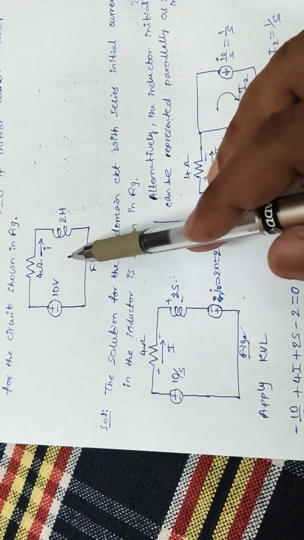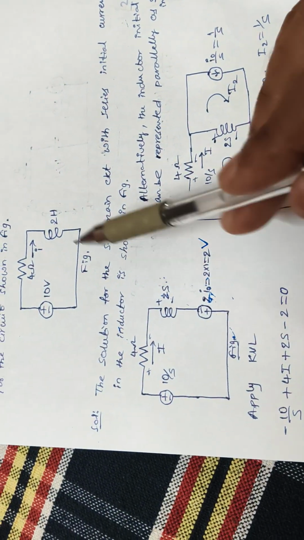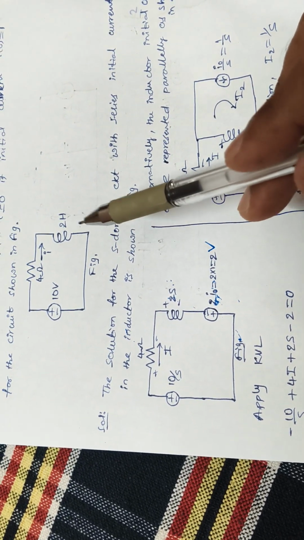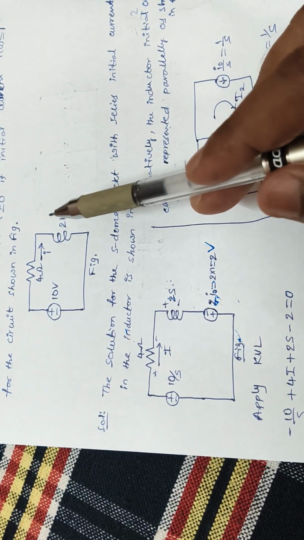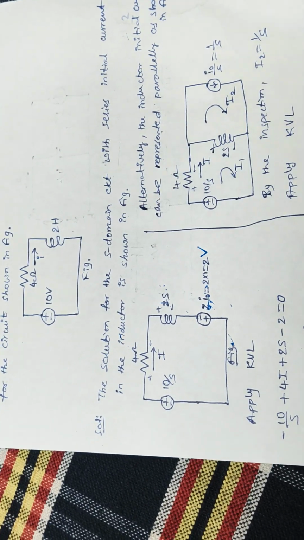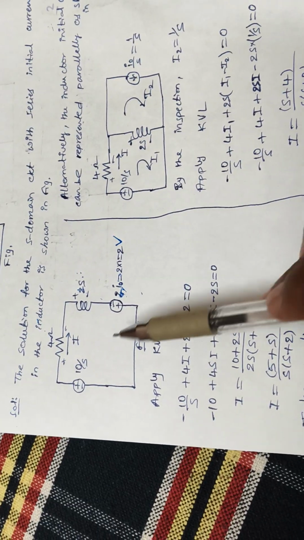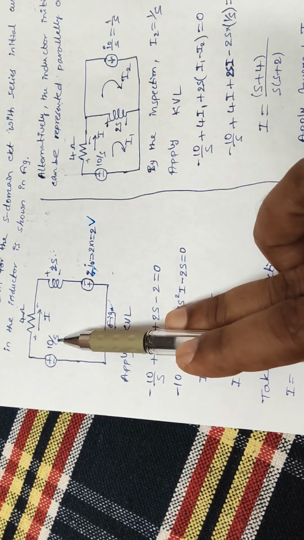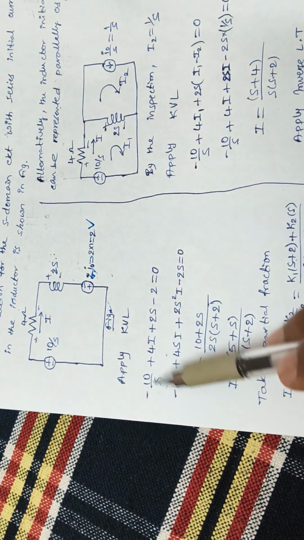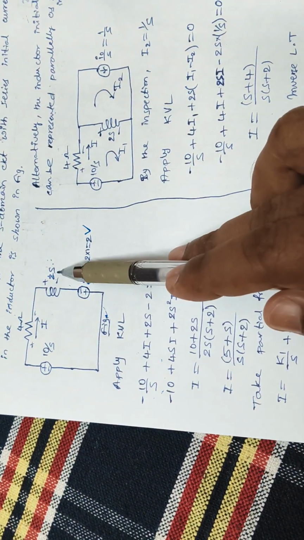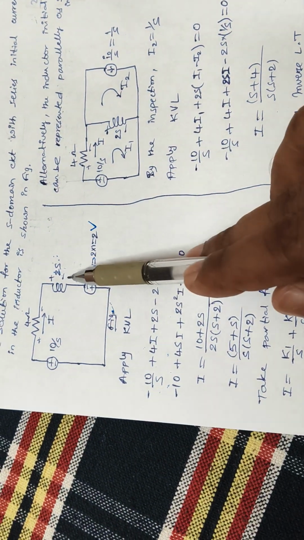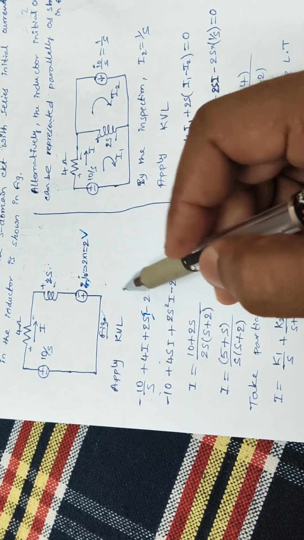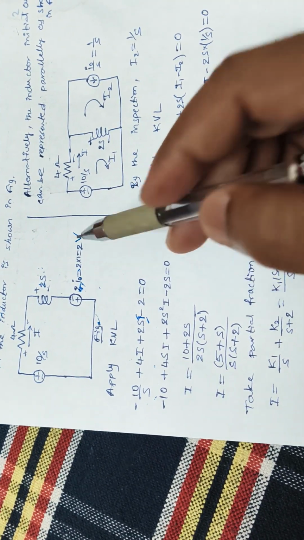Convert the time domain circuit to the S domain with whichever representation, series or parallel, of the inductor and capacitor. If there is no initial current or initial voltage, you simply get Ls and 1 by Cs for the inductor and capacitor. As a second step, you apply KVL to this loop. Going from minus to plus, we get minus 10 by S plus 4I plus 2S into I minus 2 volts equal to 0.